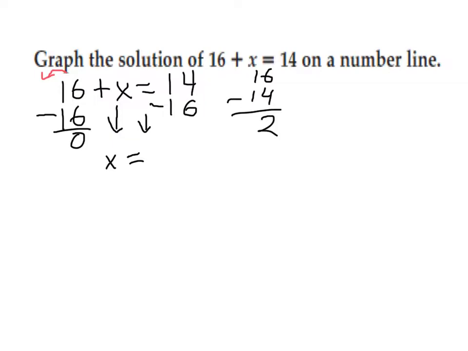Now I have to reevaluate that 2. Is it a positive or negative? Negative 16 is the largest absolute value, so I'm going to keep the negative. So x is equal to -2.